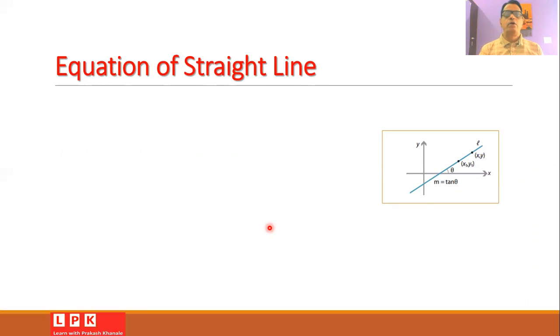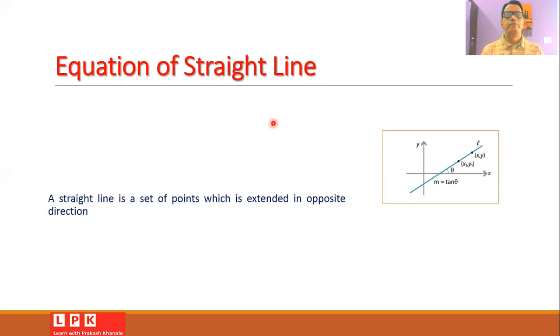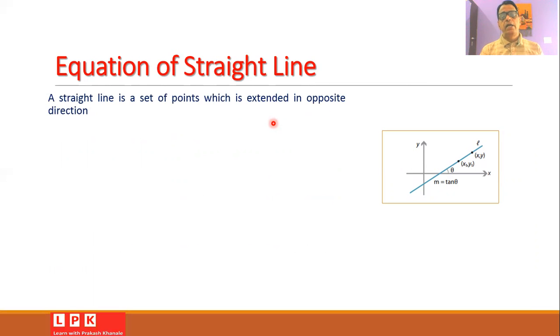Now we can go for the equation of the straight line. By using coordinate geometry, it is possible to describe the straight line by using the equation of the straight line. A straight line, one can say, is a set of points which extends in opposite directions. So whenever we draw a line as shown in this figure, this line can be called a straight line.